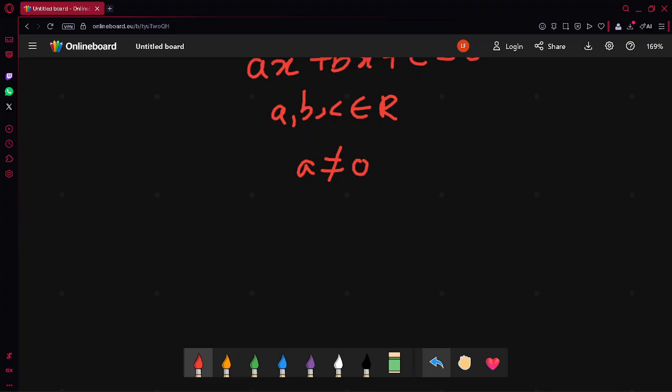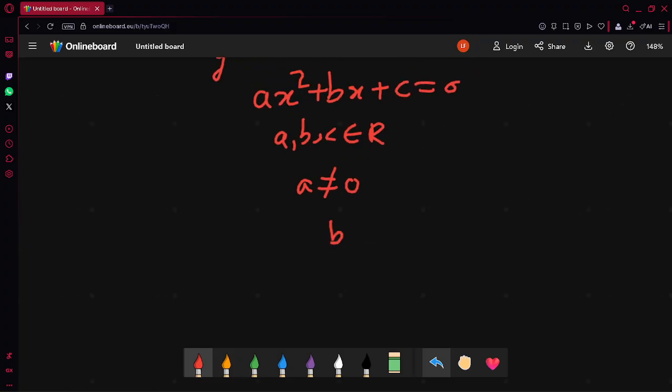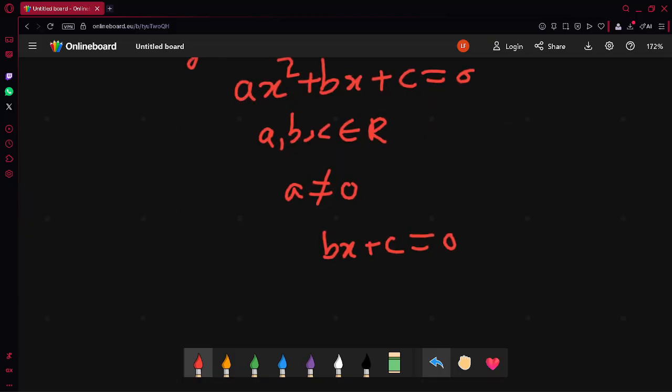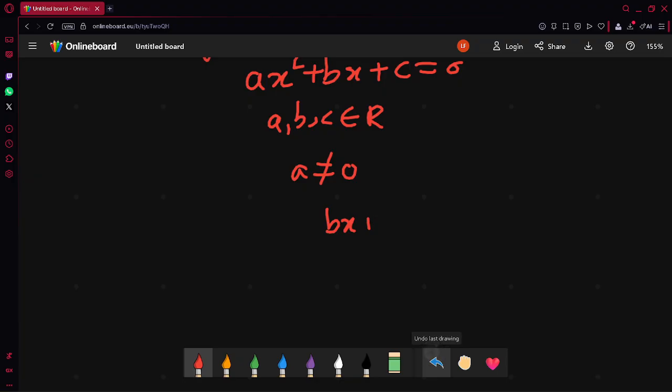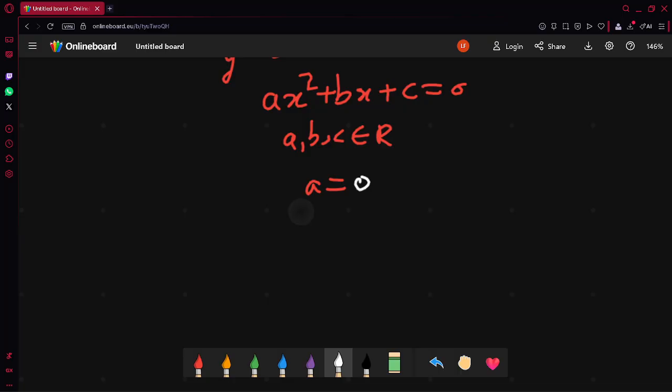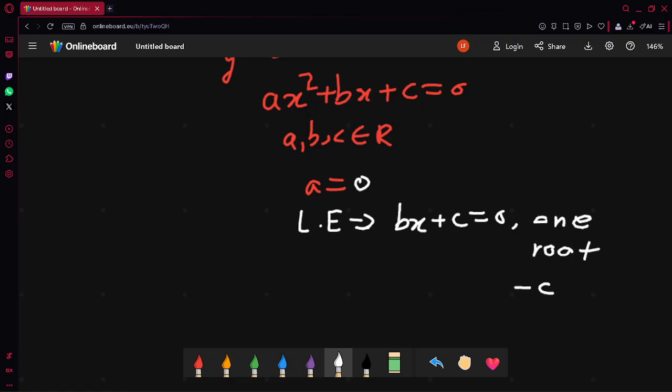Because if a is 0, then we would be left with bx plus c equals 0, and you can see the degree of the whole expression is 1 and not 2. So a is not equal to 0. But let's just say that a was equal to 0. Then we get a linear equation, bx plus c equals 0, which would give us one root, which is minus c over b.